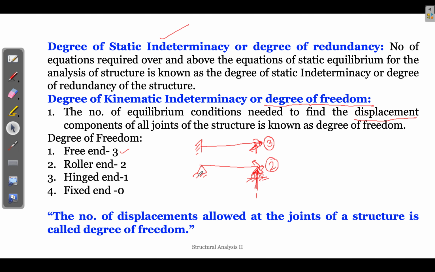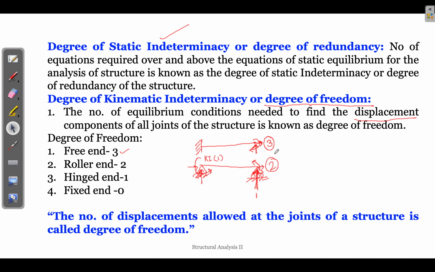Now let us see what happens with the hinged end, the hinge support. A hinge support is capable of taking vertical and horizontal loads. We know that a hinge support has 2 reactions. If it is capable of taking vertical and horizontal reactions, then what will be its kinematic indeterminacy? It cannot take moment, so rotation is possible over here. So the hinged end has kinematic indeterminacy equal to 1. This is the understanding.